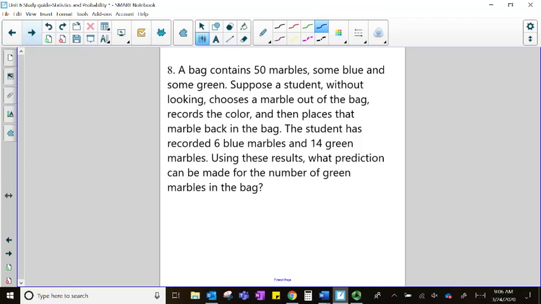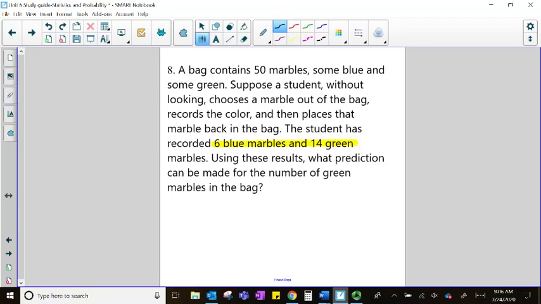A bag contains 50 marbles, some blue and some green. Suppose a student, without looking, chooses a marble out of the bag, records the color, and then places the marble back in the bag. The student has recorded 6 blue marbles and 14 green marbles. Using these results, what prediction can be made for the number of green marbles in the bag? Okay, so this was the trial right here. If you were given a chart, it would say blue 6, green 14. That's all that they did.